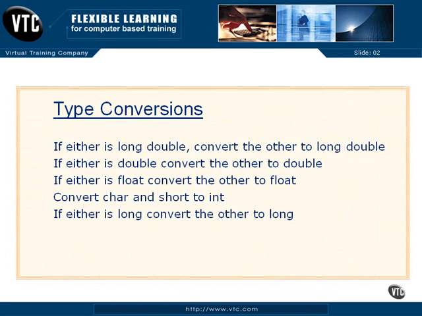Here's the general rules, and this is straight from K&R. If either operand on either side of the operator is a long double, then the other one will be converted to long double. If either is a simple double without the long extension, then convert the other to double. If either is float, convert the other one to float. Converting then, characters and shorts will be promoted to integers if one is an int and the other is not. If either operand is a long, then you need to convert the other to a long to do the math properly. So that's a simple rule of thumb there. And again, you can find that in K&R.